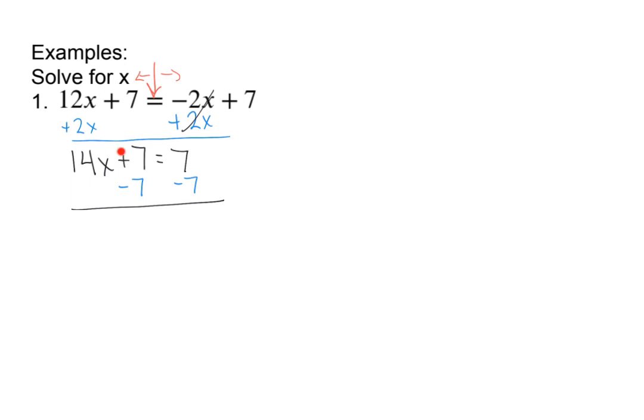We want this right here to disappear so that just the x's are over here. And so if I have plus 7 minus 7, that means they're going to cancel. On the left side, we're going to be left with 14x.